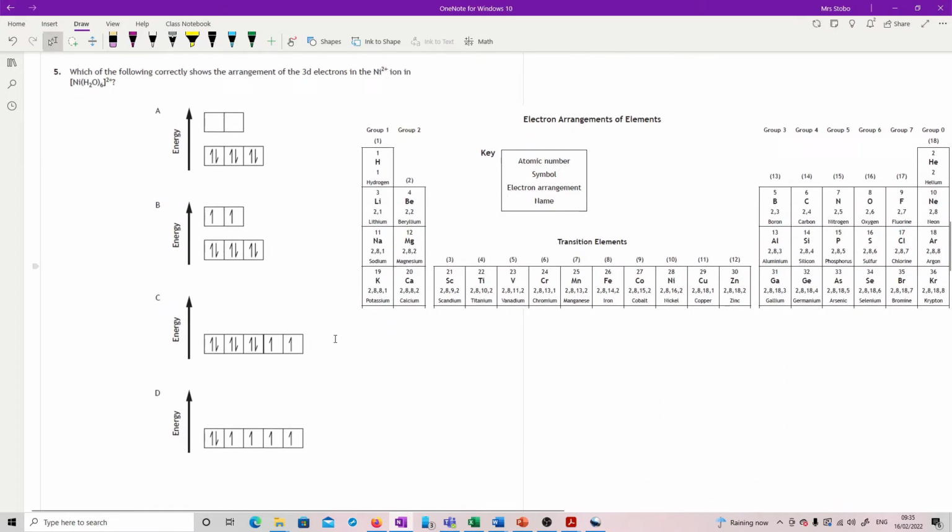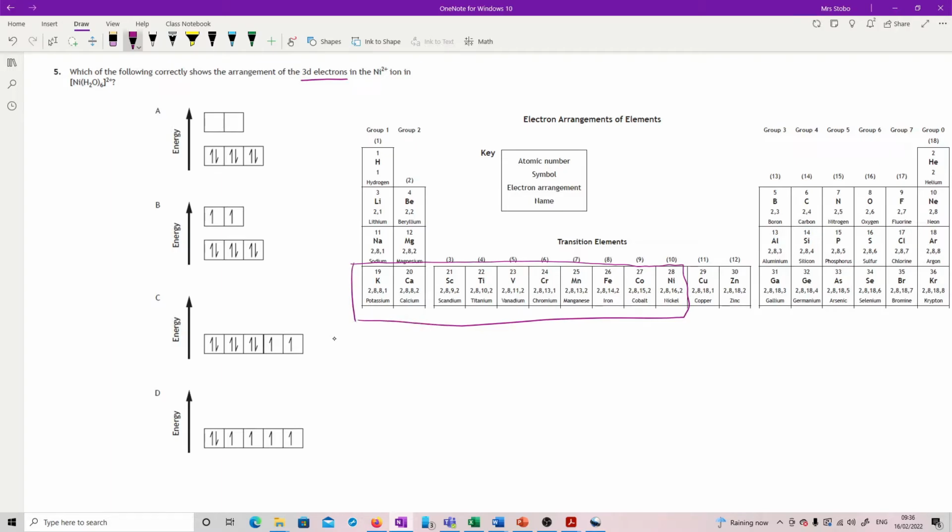Right, which of the following correctly shows the arrangement of the 3D electrons in the nickel 2 plus ion in hexaaqua nickel 2? Okay, right, so first of all, let's be clear on what we're looking at for the nickel 2 plus, the 3D electrons. So I'm going here to find my nickel. If it's gone nickel 2 plus, I've basically cut out my 4s electrons. So I've got 1, 2, 3, 4, 5, 6, 7, 8. I have 8 in the 3D.